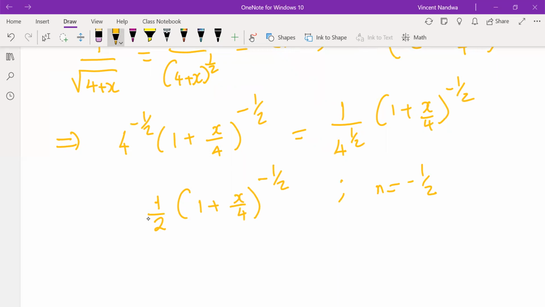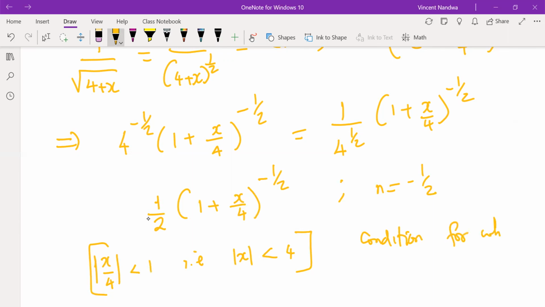And for this expansion to be valid, then we expect that the magnitude of x over 4 should be less than 1, which is the same thing as saying that magnitude of x should be less than 4. So this is the condition for which the expansion is valid.